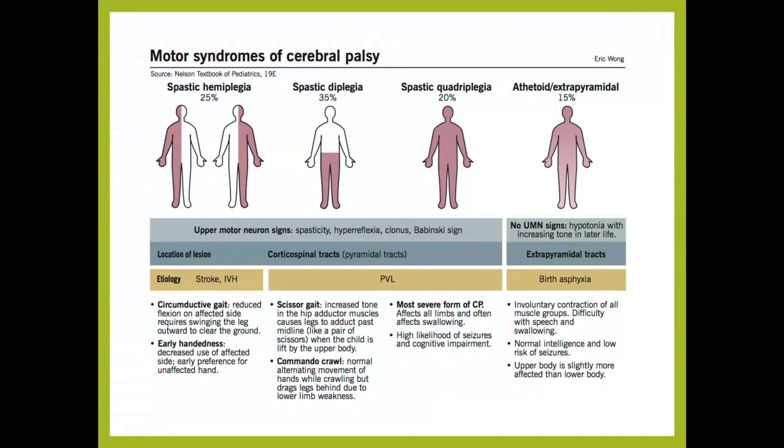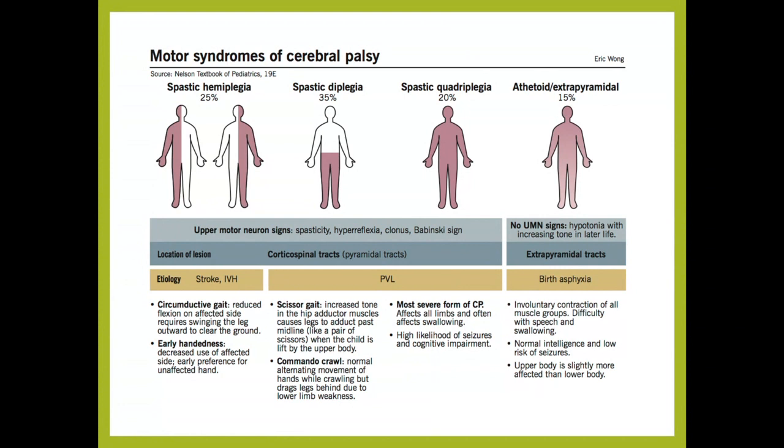So this is taken from the Nelsons again. So you could see that most commonly the cerebral palsy is spastic. So we're here seeing something like 85% of cases are spastic. And you can see that spastic hemiplegia means that you have weakness on one side, and that accounts for 25% of cases of cerebral palsy, and it's usually due to a vascular accident, so a stroke or intraventricular hemorrhage.